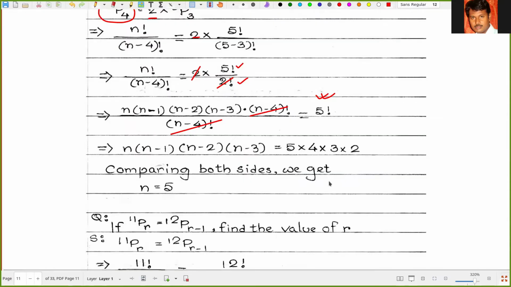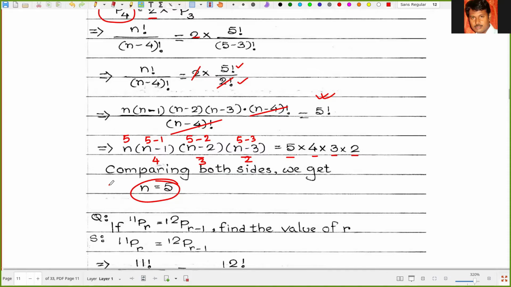So n into n minus 1 into n minus 2 into n minus 3 is equal to 5, 4, 3, 2. Just compare both sides. Here we can find that n is equal to 5, then n minus 1 is equal to 4, n minus 2 is equal to 3, n minus 3 is equal to 2. So n is equal to 5.